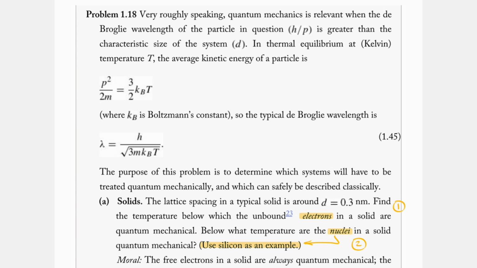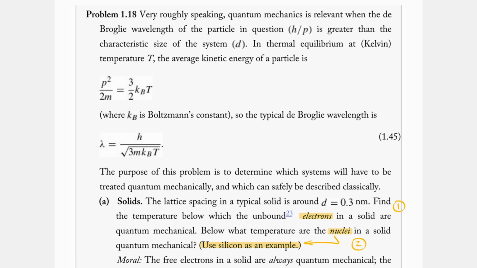And it talks about how, roughly speaking, quantum mechanics is relevant when the de Broglie wavelength of the particle, so that's h over p, is greater than the characteristic size of the system, d. So let's just remember that right off the bat. We're going to refer to this parameter often. So d is the characteristic size of the system, whatever that really is. It's just generally how big is the system, what scale.